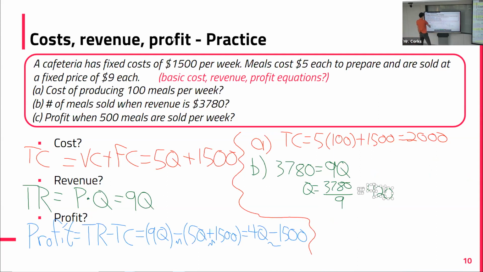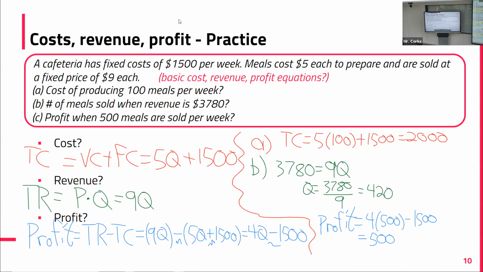Last part for our profit equation, profit when 500 meals are sold per week. So profit is 4 times 500, which is 2,000, minus 1,500, so $500.